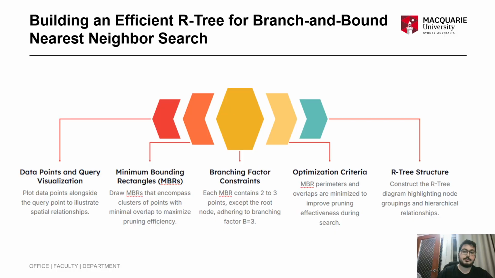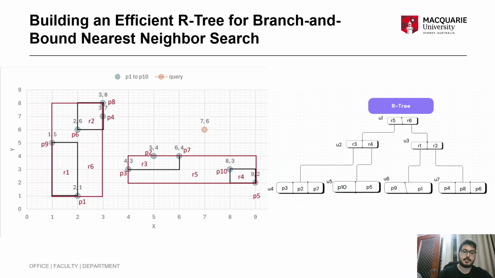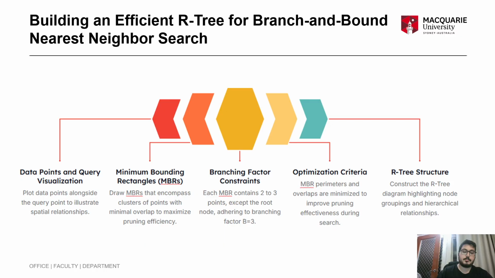How do we use the R tree for the branch and bound nearest neighbor search? Well, first of all, we plot the points and the query point inside a scatter plot. And then after we plot, as you can see over here at the left diagram, we draw the minimum bounding rectangles first for the leaf nodes. It should be for only 2 or 3 points, as the B parameter is 3, except for the root, which is 1 element to 3 elements.